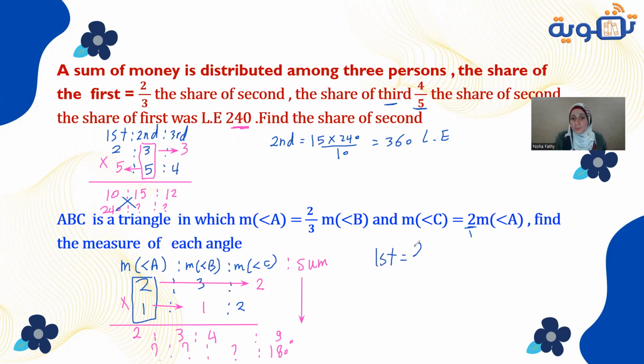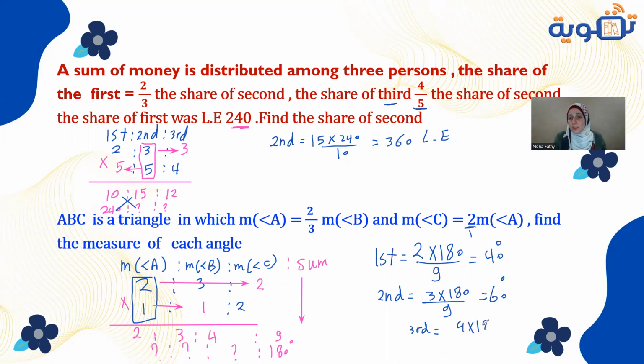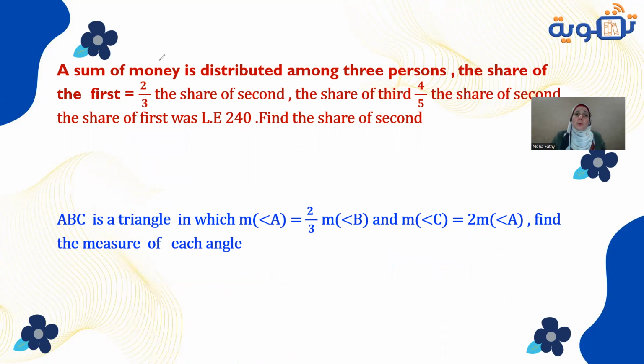So the first angle, 2 times 180 divided by 9 equals 40 degrees. Second, the same concept, 3 times 180 divided by 9 equals 60 degrees. And the third, 4 times 180 divided by 9 equals 80 degrees. And this is the measure of each angle in this triangle. If you want to check, 40 plus 60 plus 80 gives me 180.